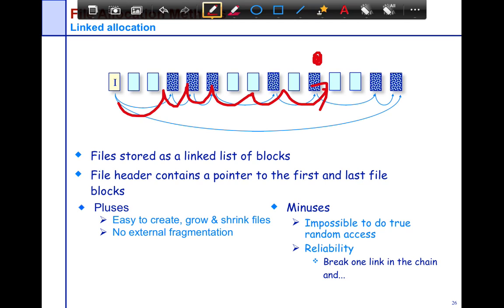And it's also a big challenge for reliability, because if you break one of these links, then the rest of the file is kind of hosed. So remember that the pluses with this: it's easy to create, grow, and shrink files, because we're going to use this property as we go along.